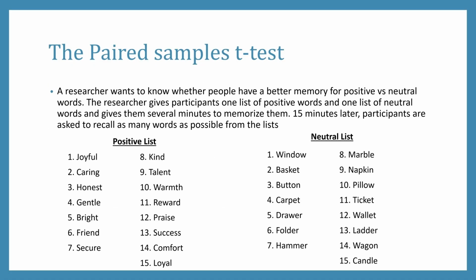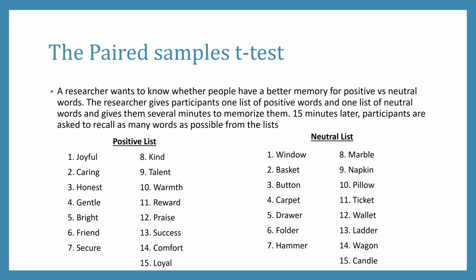All right, so let's get into it. Let's have an example of what a researcher might do with this paired samples t-test. Say we have this setup, we have this researcher, they're interested in emotion and cognition. So they want to know whether people have a better memory for positive versus neutral words.